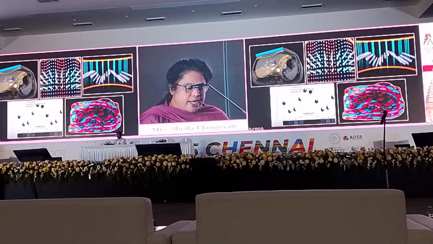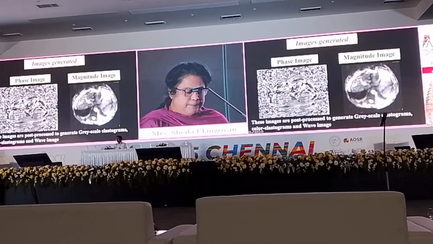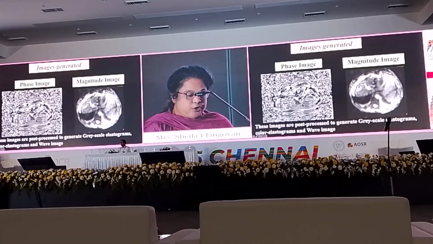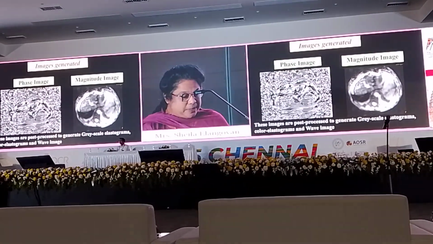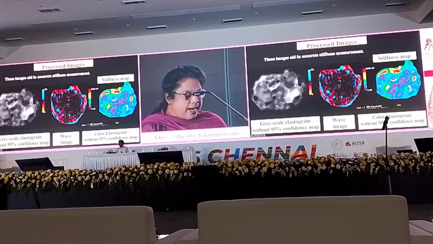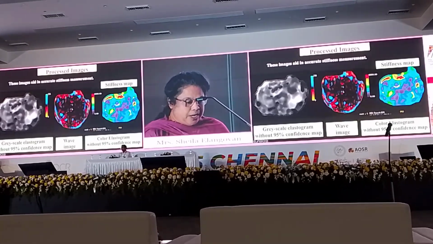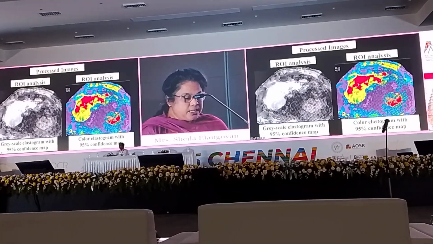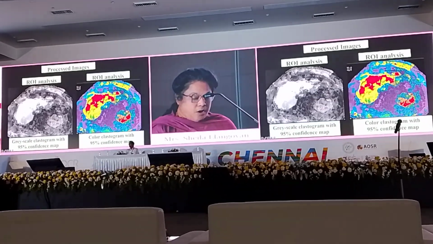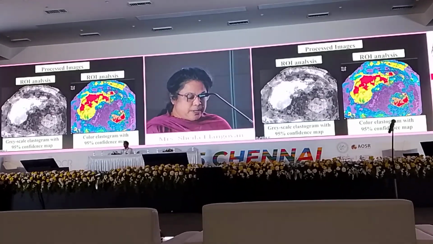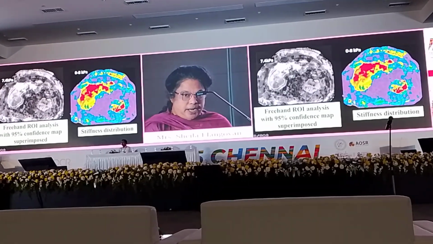The waves are transmitted into the liver, and this is the wave image that you see. Okay. So the first set of images that you get will be a phase and magnitude image. Okay. And from these images you post-process and get grayscale and color scale elastograms and a wave image. Then you get another 4 set of images. 2 images without confidence map, 95% confidence map. This is with 95% confidence map. This is without 95% confidence map.